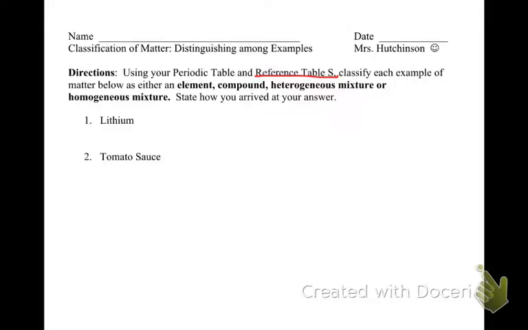So, lithium. If you're using reference table S, you would find that lithium has an atomic symbol of Li. It's found right on the periodic table. So lithium is an element because it was found on the periodic table. Boom. Done. Next one, tomato sauce.